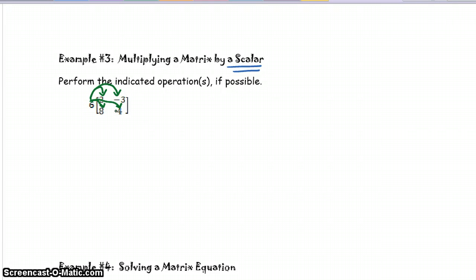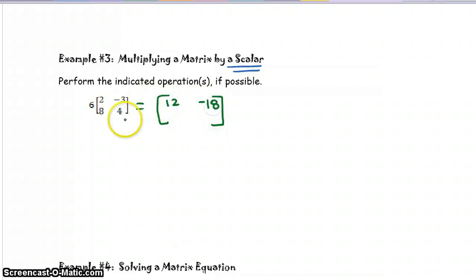And it looks really messy, so I'm going to erase that. And what we end up getting is 6 times 2 is 12. 6 times negative 3 is negative 18. 6 times 8 is 48. And lastly, 24. And that's our final answer for multiplying by a scalar.